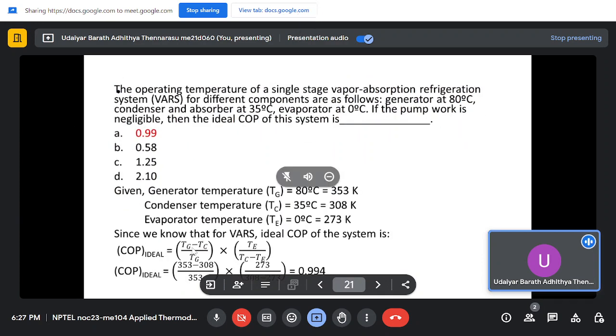So Tg minus Tc by Tg is the efficiency of the Carnot cycle running between the generator temperature and the absorber temperature. This is 1 minus Tc by Tg, multiplied by the COP of the refrigerator. So the efficiency of the Carnot cycle into the COP of the Carnot cycle refrigerator will give the ideal COP of the VARS system. Now substituting the temperatures here, we get the COP of the VARS as 0.994. So the answer is option A, 0.99.